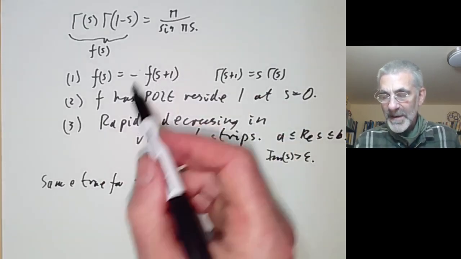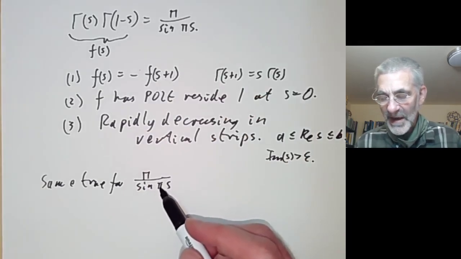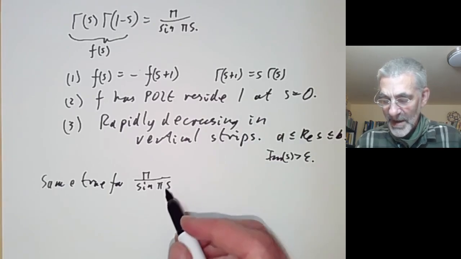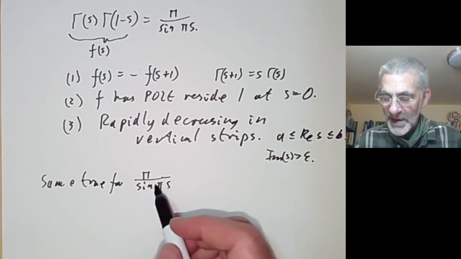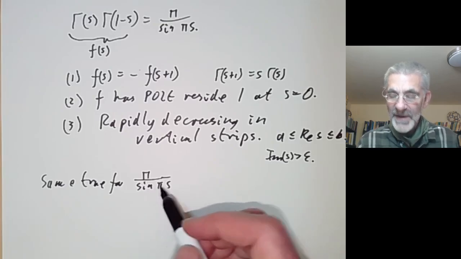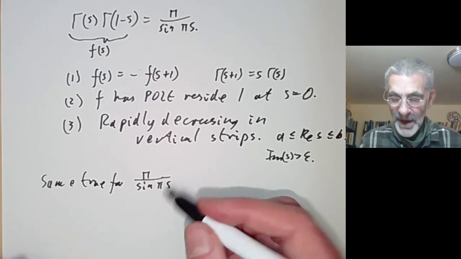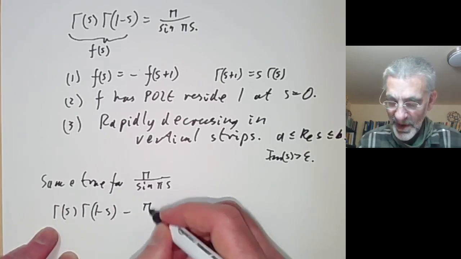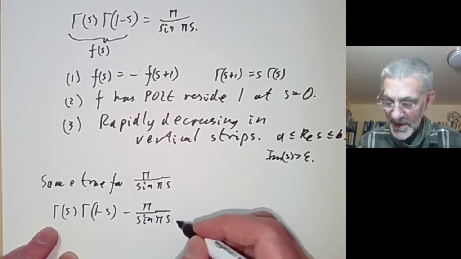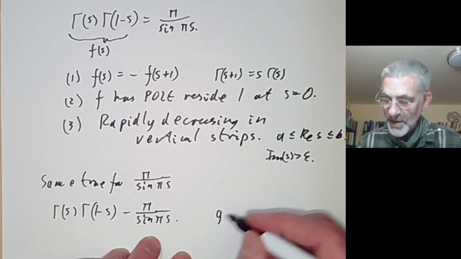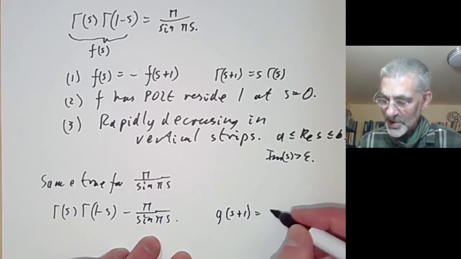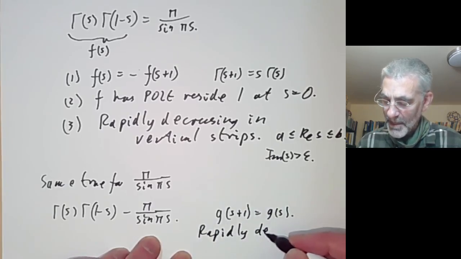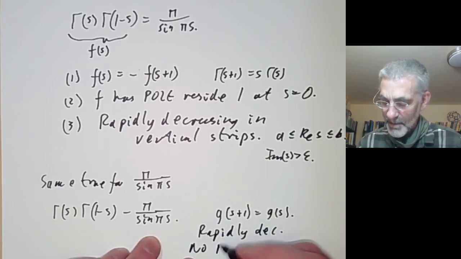Again, this follows immediately from properties of the sine function, and the pole at 1 is kind of obvious, and it's rapidly decreasing in vertical strips because sine is rapidly increasing in vertical strips. So we see that gamma s times gamma 1 minus s minus pi over sine pi s satisfies g of s plus 1 equals g of s, and it's rapidly decreasing in vertical strips, and it has no poles.